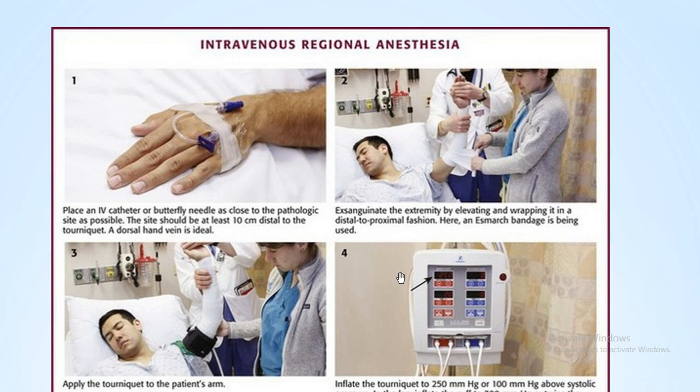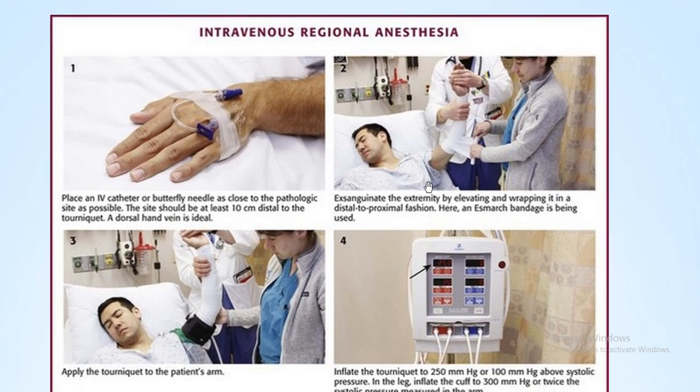First, specifically this procedure is preferred for conditions to be carried out on the limbs, specifically the upper limb, in your hands or in the arms. The lower limb is not preferred because the area is larger and drainage of blood becomes difficult. Because in this procedure, first of all you need to exsanguinate the limb, that is, you need to drain out all the blood from this limb.